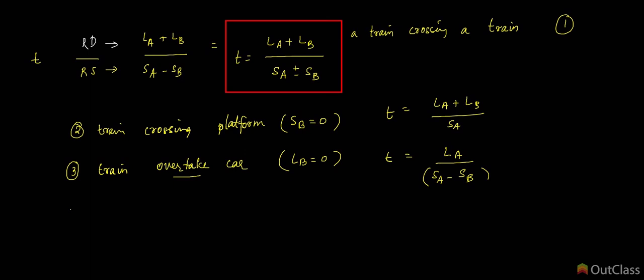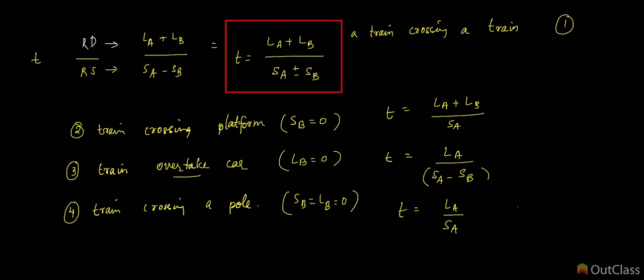That's number 3. And 4 is a train crossing a pole. Some telegraph pole is sitting, just standing there, not moving. It's basically a motionless car. So it has SB equal to 0 as well as LB equal to 0. And the time taken is simply the length of the train divided by the speed of the train. Straightforward. Notice that they're all special cases of this general formula where different things are being equated to 0.